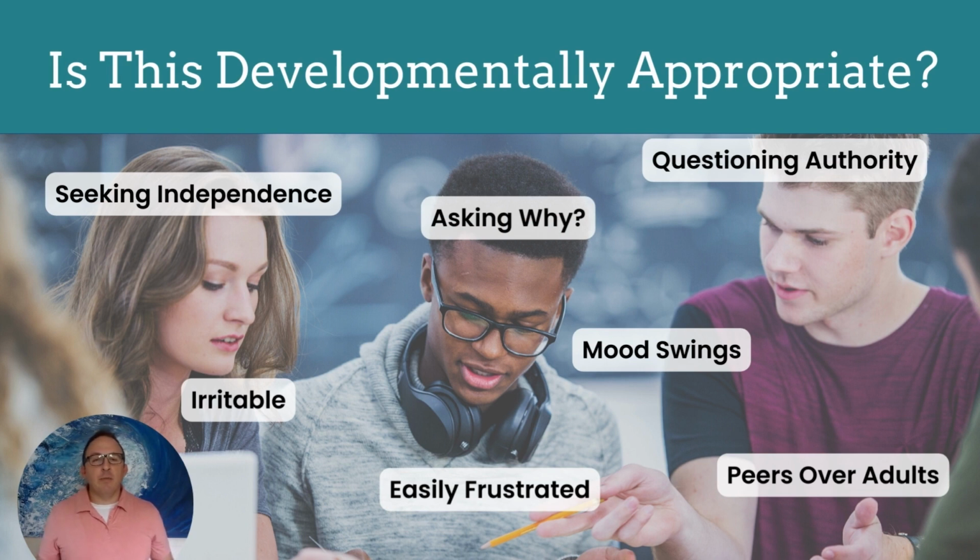Another question to consider is whether the behavior is developmentally appropriate for the student. We have to consider what stage of development the student is in. What's normal for this age? Sometimes in schools, what we view as challenging behavior can be part of natural adolescent development. Some common examples of developmentally appropriate behaviors for adolescents or teens include questioning authority, needing to understand why, seeking independence, choosing peers over adults, becoming easily frustrated, or being irritable without obvious cause.